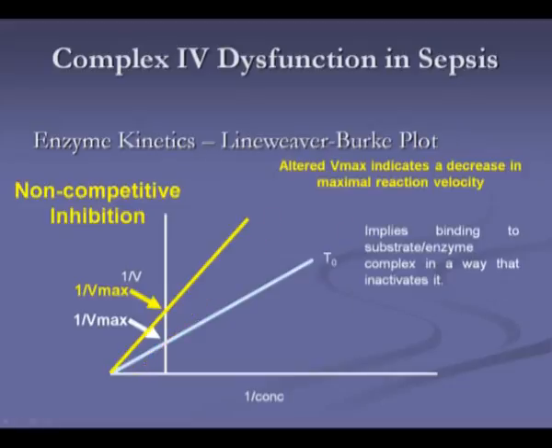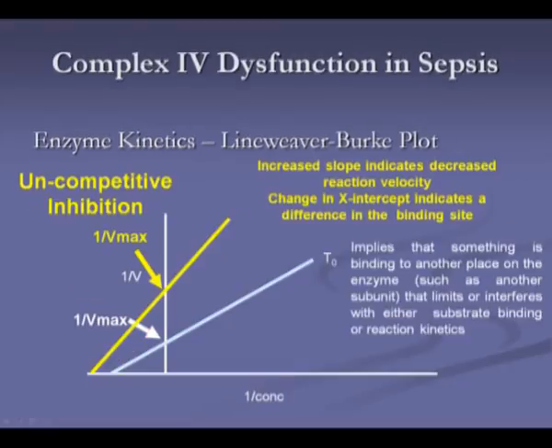An alternative would be this, where the Vmax changes, but the intersection with the x-axis does not change. So a decrease in maximal velocity with an altered Vmax. This is non-competitive inhibition. It implies something binding to the substrate enzyme complex in a way that inactivates it, something that's locking it into a position.